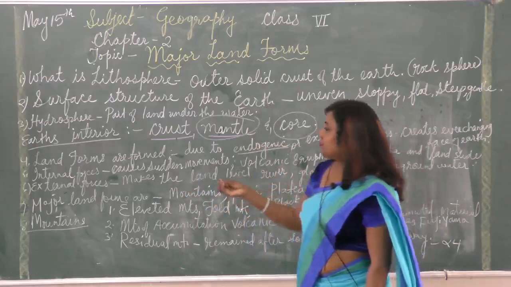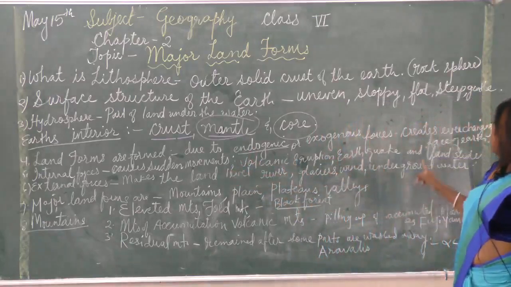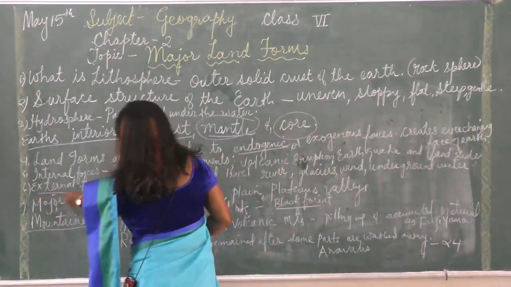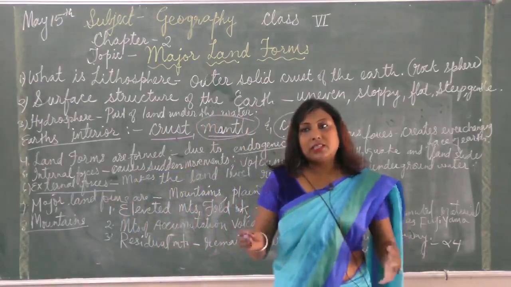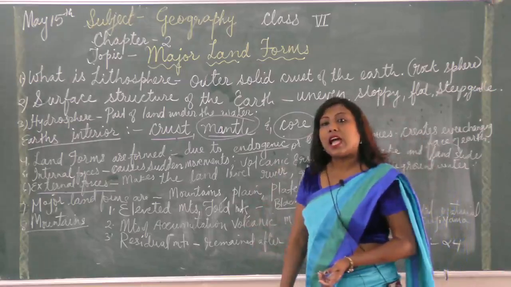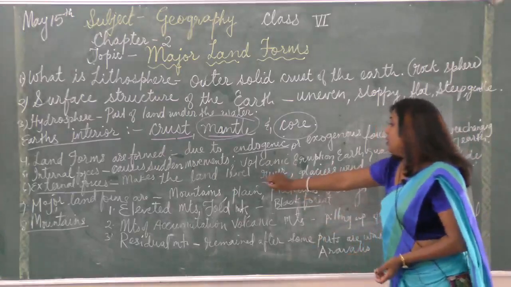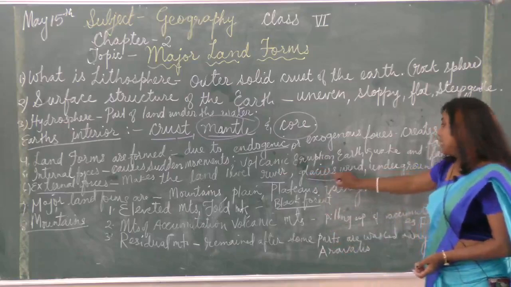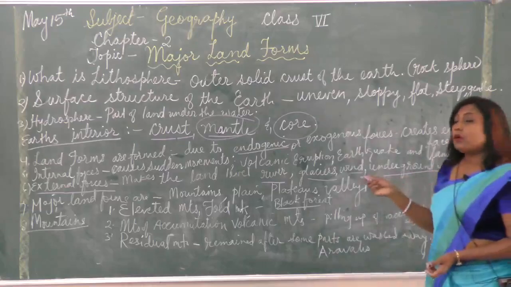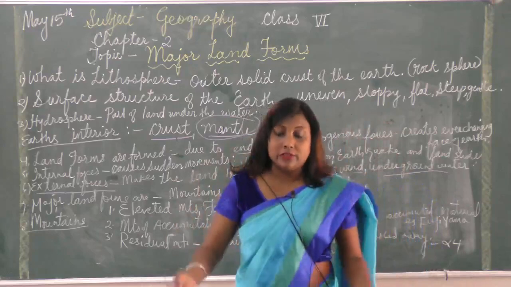Now internal forces include sudden movements like volcanic eruptions, earthquakes and landslides. Now we will be dealing with the external forces. External means outside of the earth. The forces due to external agents are like the work of the river, the work of a glacier, wind, and underground water. When these act on the surface of the earth, they also change the form and structure of the earth.